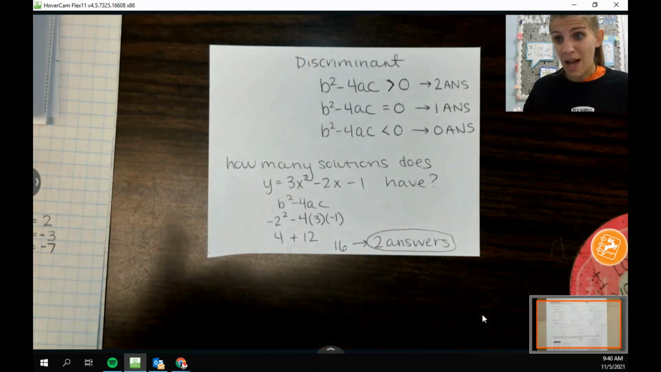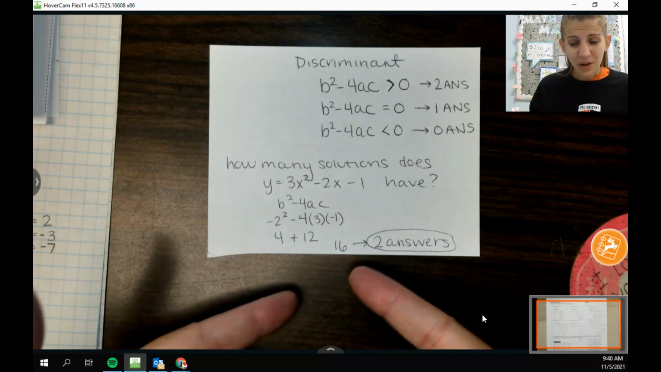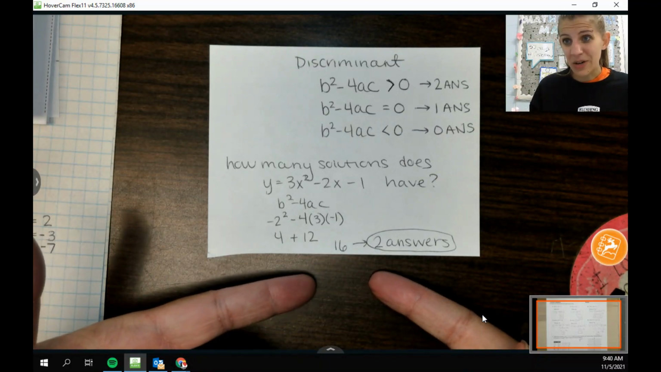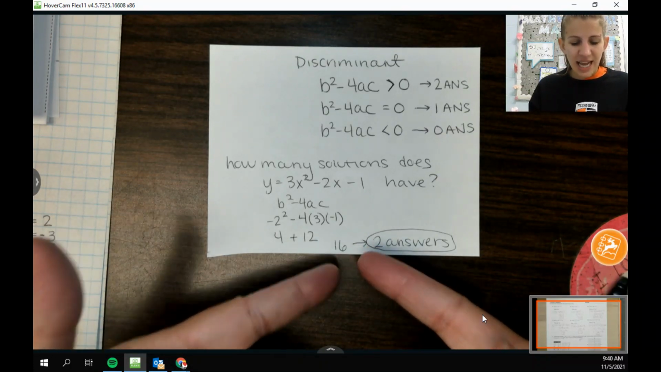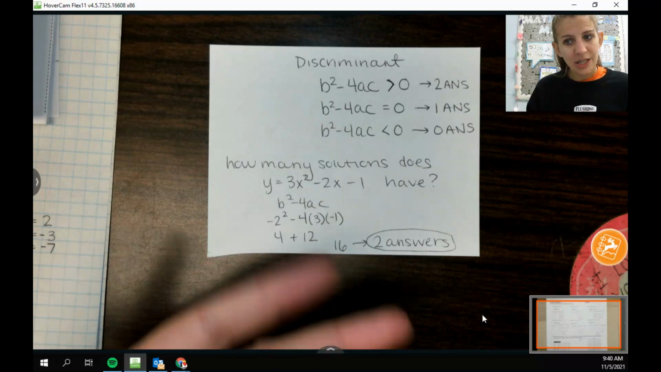And then if they wanted me to know exactly what those answers were, I'm already like half the way done with my quadratic formula. So then I could just take this 16 and put it under the root and continue the formula out if you need to.